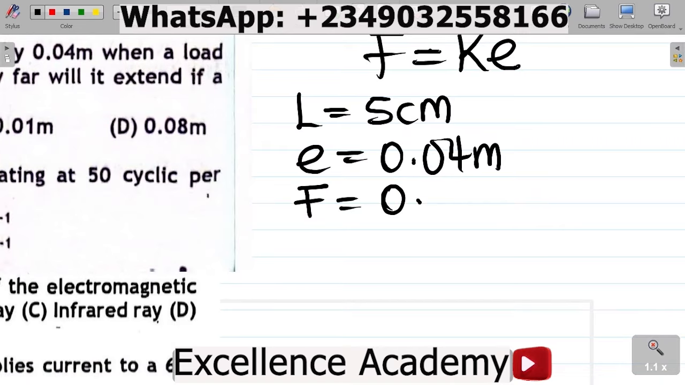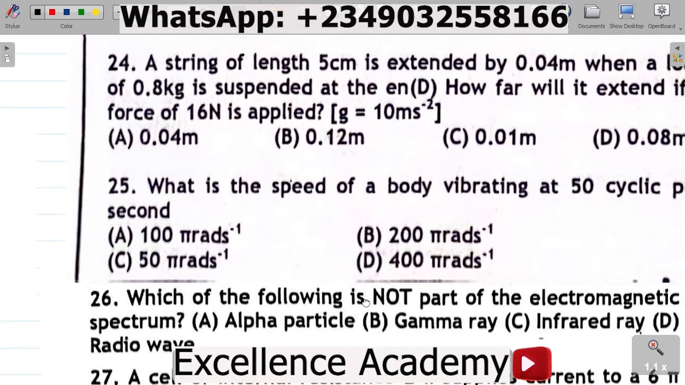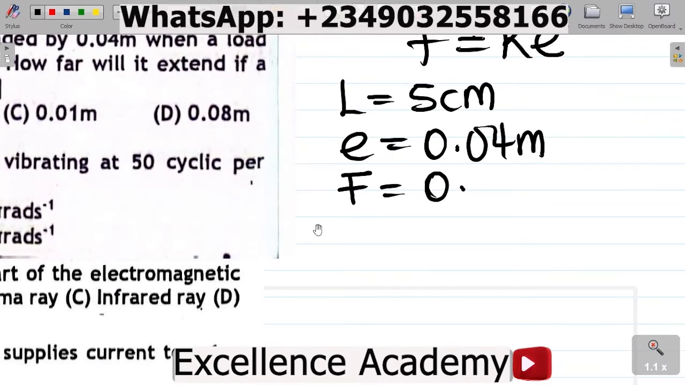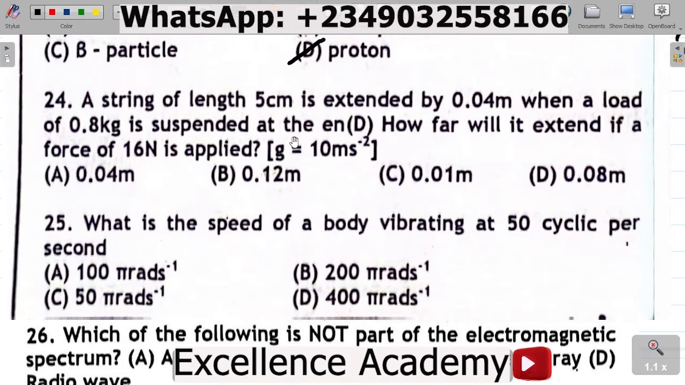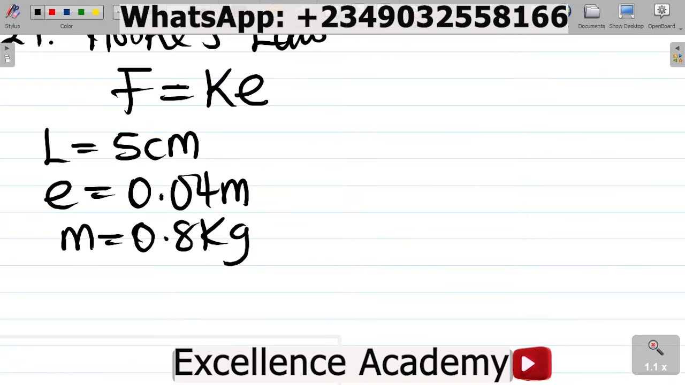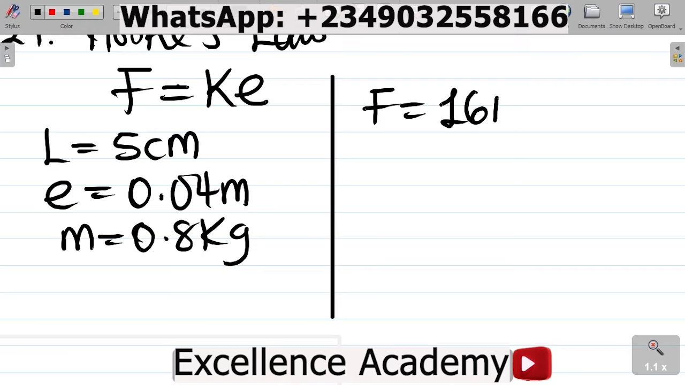0.8 kilogram. But then you want to observe that this load is given in kilogram. In essence, what I have there is not a load but mass. So mass is equal to 0.8 in kilogram. Moving on, they said is suspended at the end. How far will it extend if a force of 16 Newton? Now, they give you a second condition here. They said force F is equal to 16 Newton.